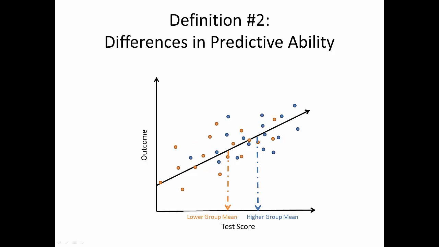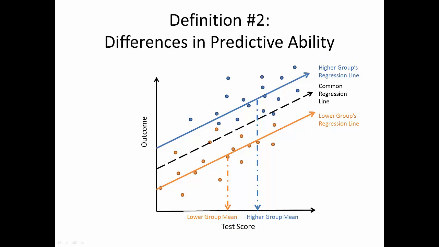Sometimes, though, two groups have different means. You can see what this looks like here in this graph. Members of the blue group now obtain higher scores on average than members of the orange group. However, the same regression line represents both groups well, which means that the test predicts the same outcomes for examinees, regardless of their group membership. So there would be no test bias in this example, even though one group scores higher than the other on average.